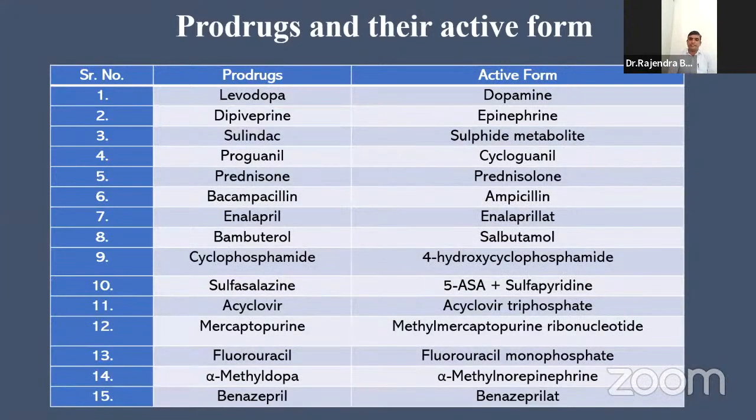Next chart, maybe prodrug and their active form. So in the prodrug and their active form, first is levodopa, dopamine, right? Levodopa, dopamine. Then next is diphenhydramine, epinephrine. Right. After that, you know very well, chloramphenicol palmitate. Right. So the ester form is chloramphenicol palmitate.